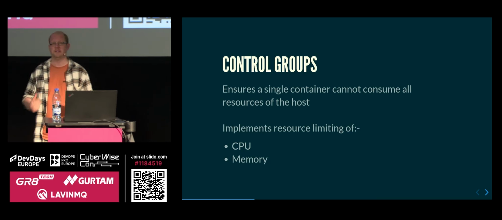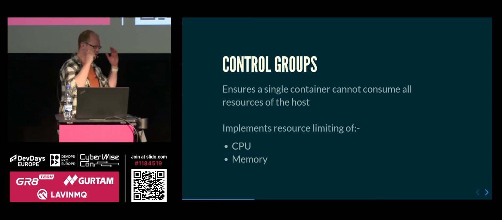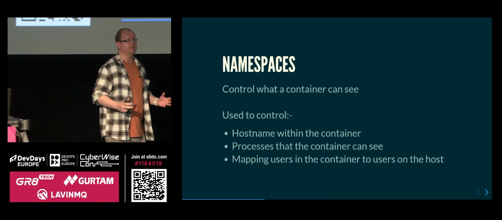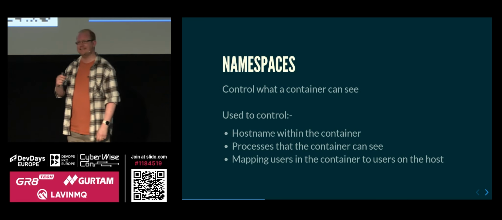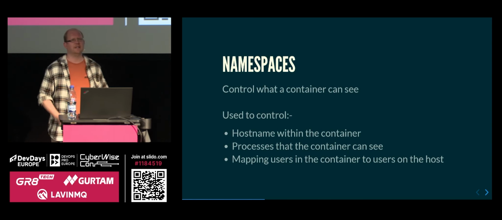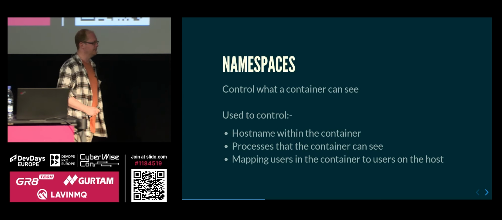And those are the ones we are most interested in when we're working with containers. So if control groups control what a container can use, namespaces control what a container can see. And they used to control a whole bunch of stuff. There's a load of them. Things like mount, separating the file system mounts. So each container gets its own separate file system.